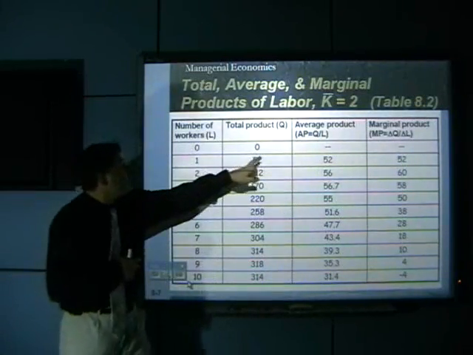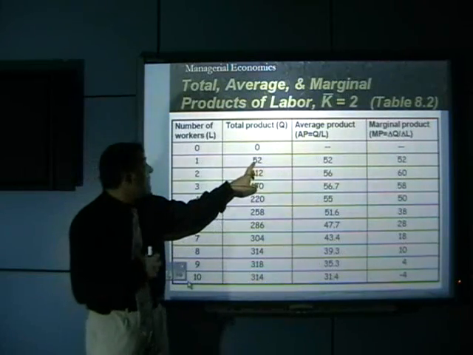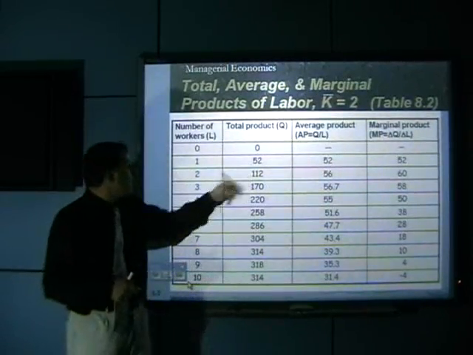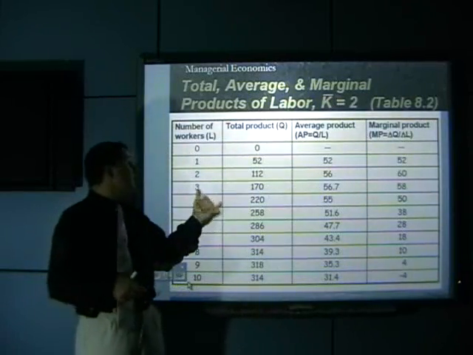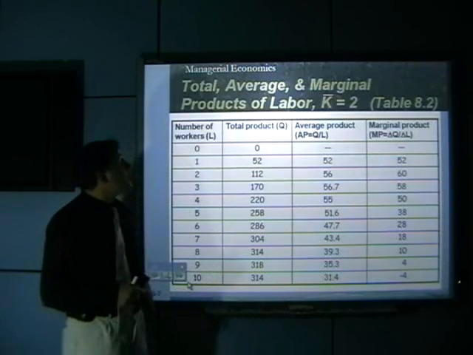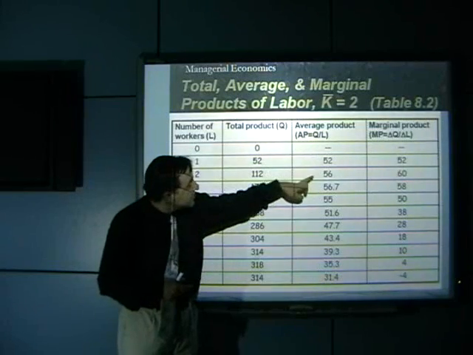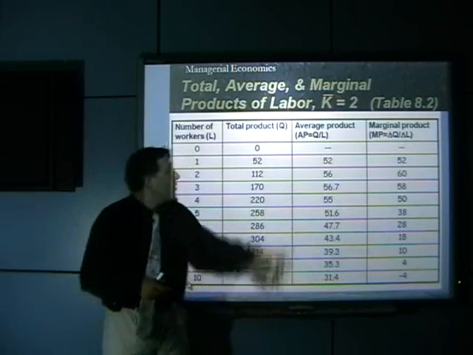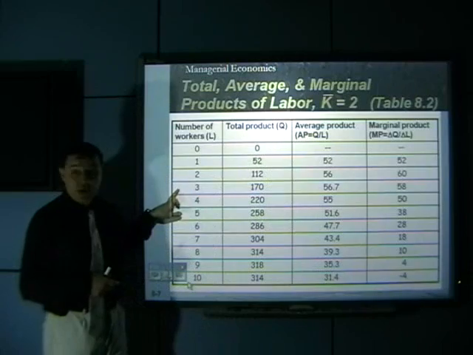Well, 0, nothing. Pay attention. Then 52, you have 1 worker, becomes 52. 112 divided by 2 becomes 56. 170 divided by 3 becomes 56.7. Alright? So you can actually see that the average product, 52, increases, and then falls. So it increases the average product all the way to number 3.